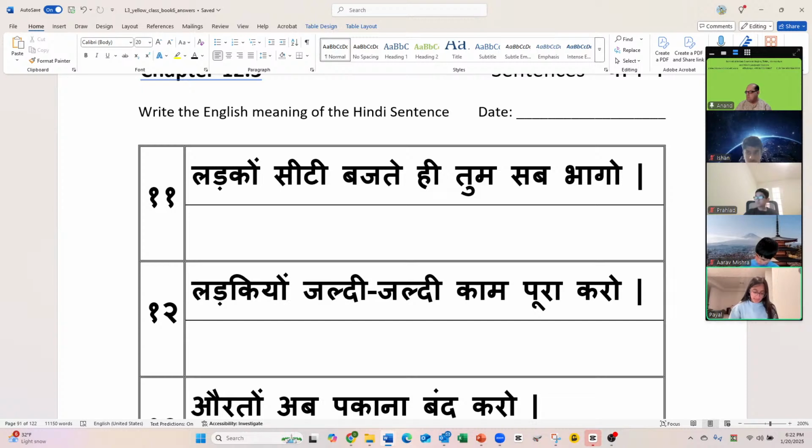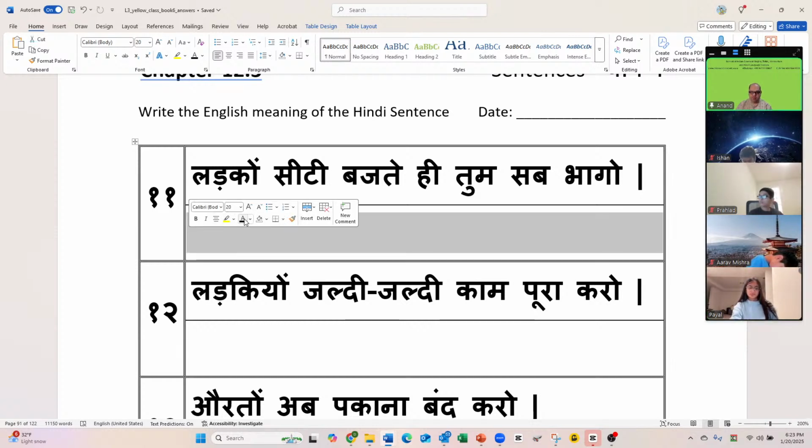Okay, chalo. Next page. Let's have Payal read the next sentence. लड़कों सीटी बजते ही तुम सब भागो. Okay, repeat with me. लड़कों सीटी बजते ही तुम सब भागो. Okay, what does that mean? Boys, when the whistle blows, run, all of you run. So it's probably a race where boys are being asked to run.